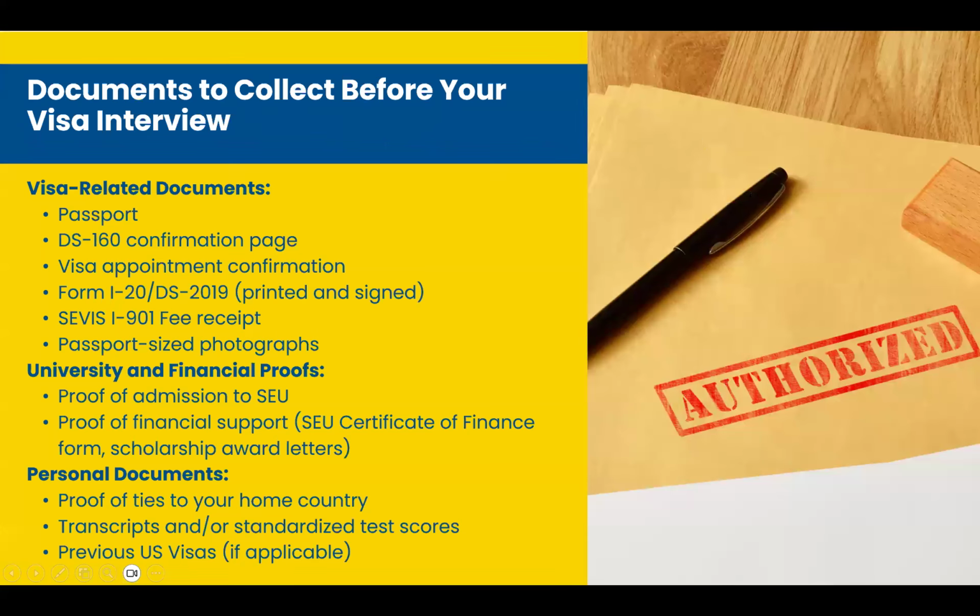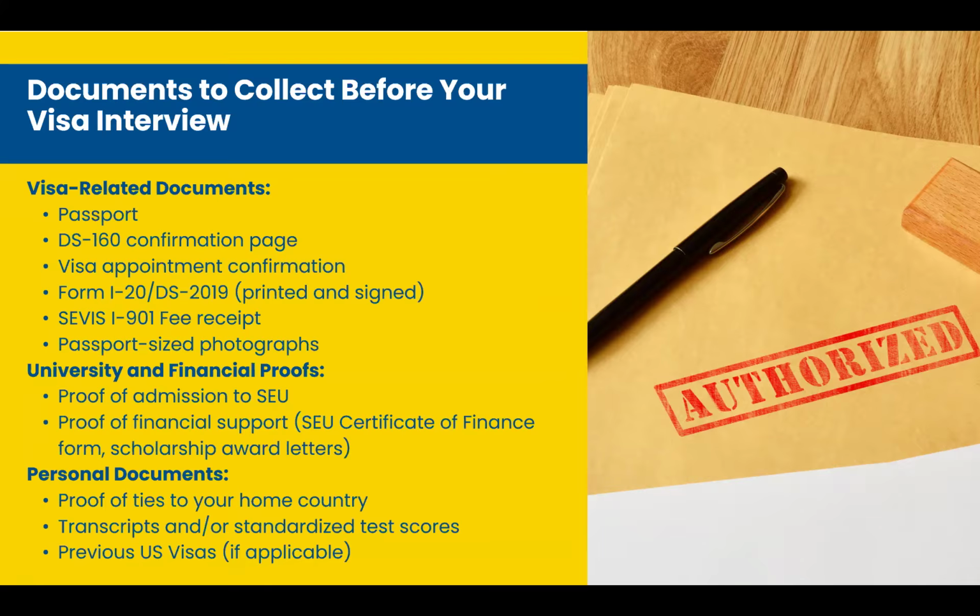So, some documents that you'll want to collect before your visa interview. Of course, you need your visa immigration documents. So that would be your passport. It would be that DS-160 confirmation page after you've paid the DS-160 and completed that form. It'll be the visa appointment confirmation. So once you've scheduled that appointment, go ahead and print out that confirmation. It'll be your printed and signed Form I-20 and DS-2019. So when you receive that from ISS, you'll already have a signature from our office. You'll need to print that out and you'll need to hand sign the student section.